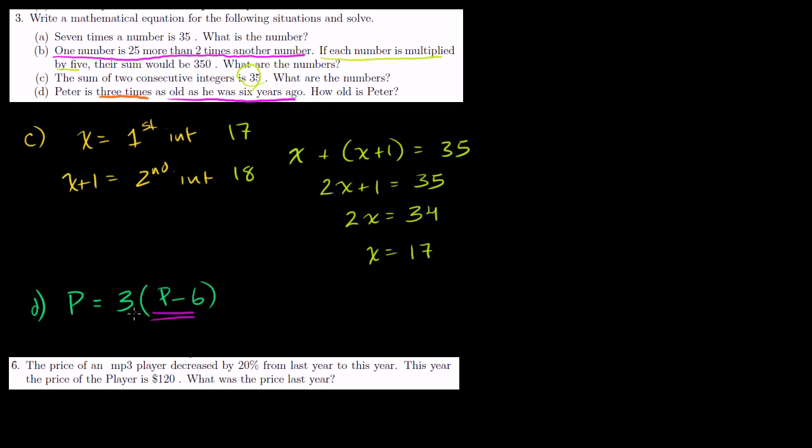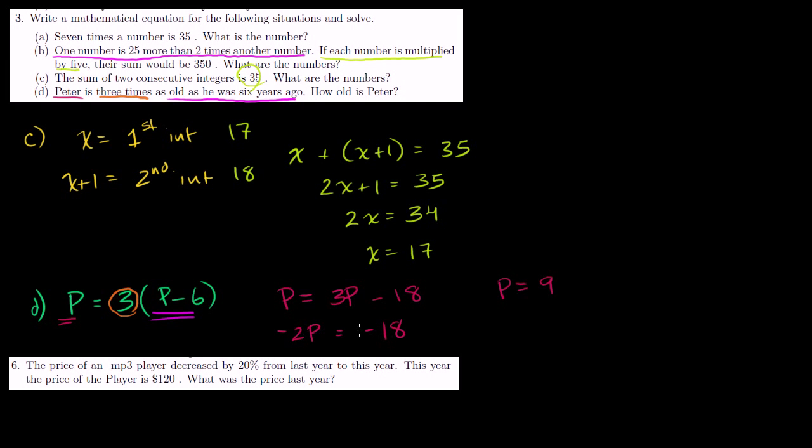This 3 times, that's the 3 times as old as he was 6 years ago. And of course, this is how old he is right now. So we just have to solve for P. So we get P is equal to, distribute the 3, 3 times P is 3P minus 3 times 6 is 18. Now we can subtract 3P from both sides of the equation. We get minus 2P, right? P minus 3P is negative 2P, which is equal to negative 18. And divide both sides by negative 2, and you get P is equal to 9, right?